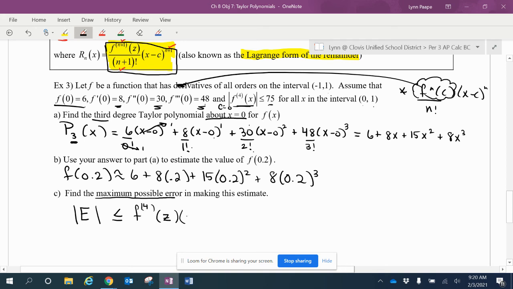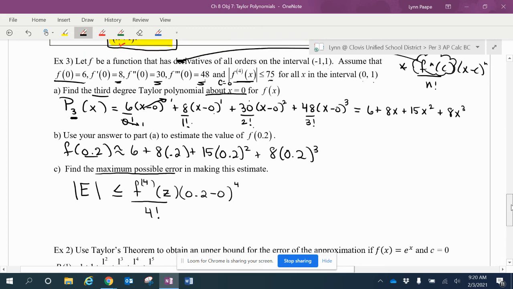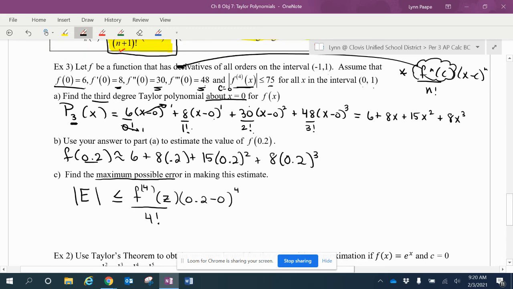So x is what we evaluated at, which was 0.2, minus my center, which was 0, to the n plus 1, so 3 plus 1, so power of 4, and then divided by 4 factorial, right? So 3 plus 1. So once we have that, now we have to figure out a numerical value for this piece right here. And we don't want to actually know what it is. We just want to know what is the maximum it can be on the interval from 0 to 0.2.